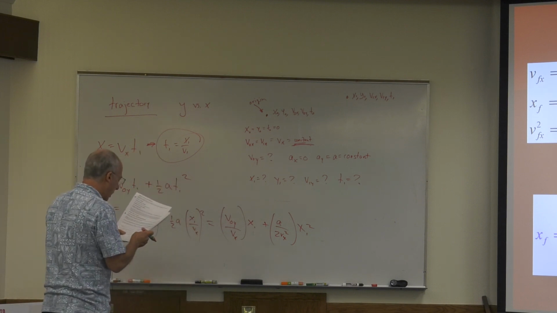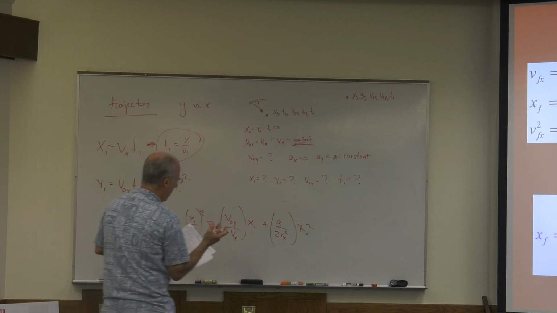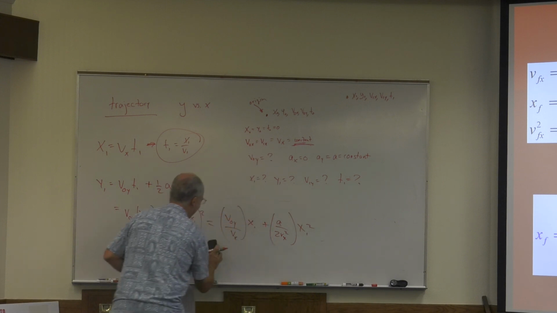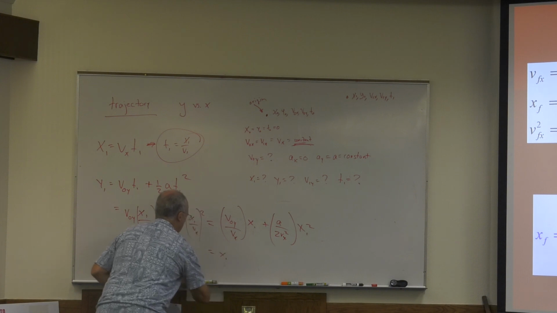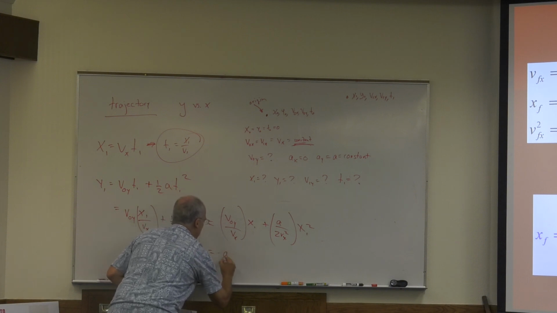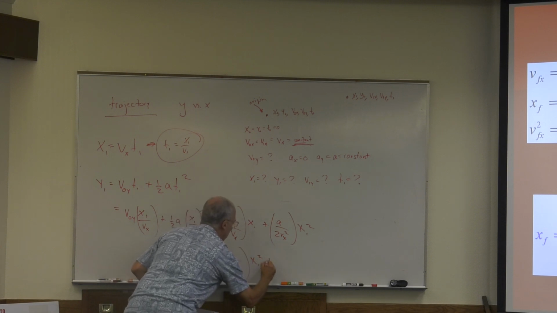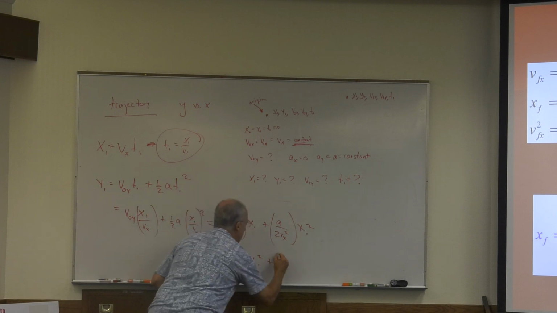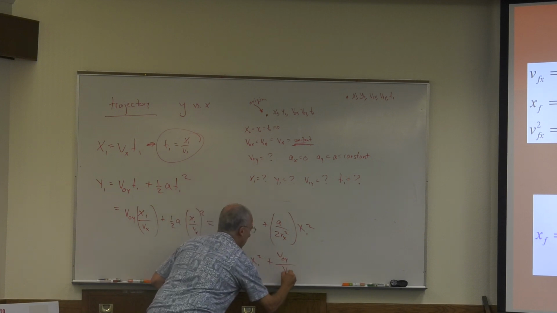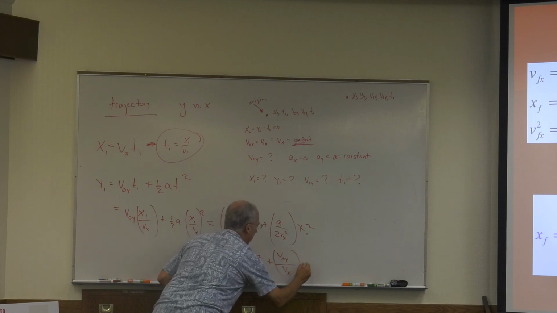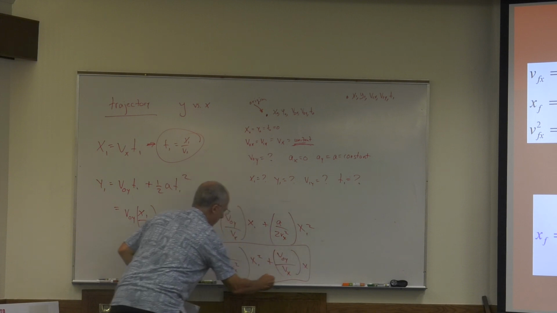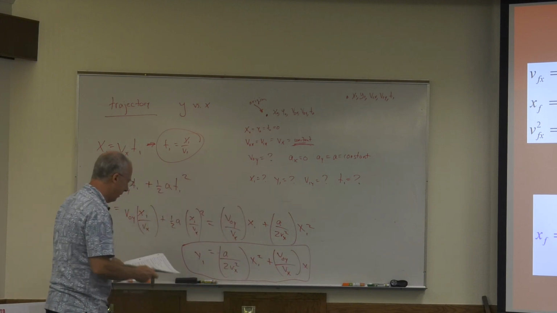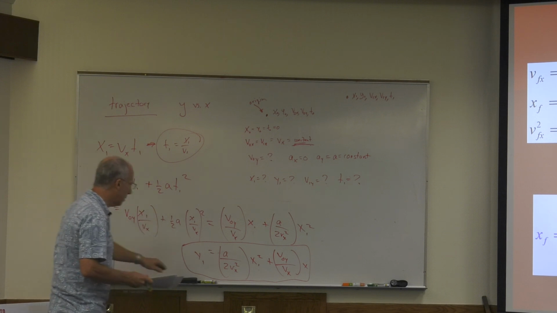Now, let's just switch it around. You don't have to, but I want to. So a over 2vx squared, x1 squared, plus v0y over vx times x1. This is y1. Why did I do all that work? Well, you'll see.